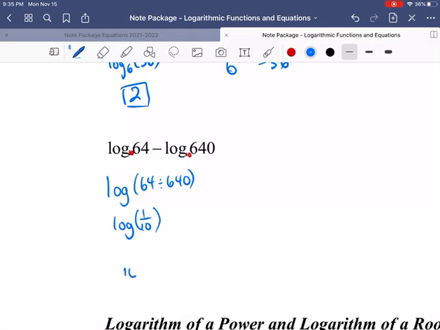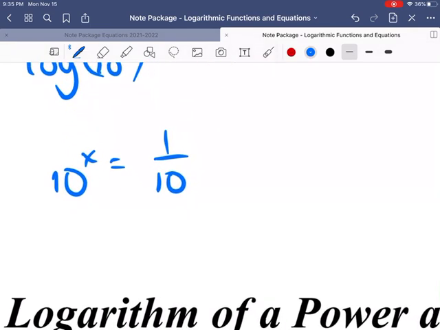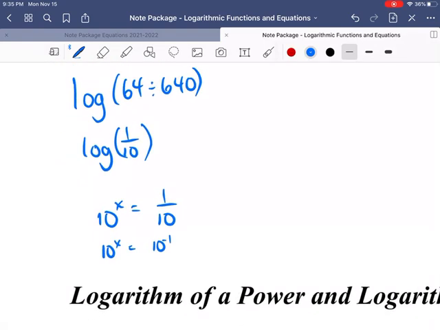So if we think about this, 10 to what exponent will give us 1 over 10? Interesting problem here. Well, 1/10, if you recall, we can bring up to the numerator and give it a negative exponent. So it's -1. So our answer here is in fact -1.